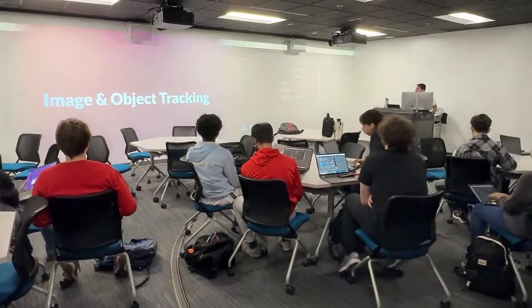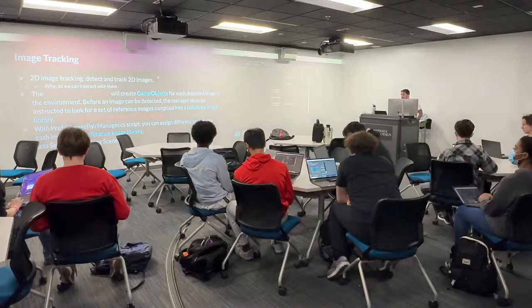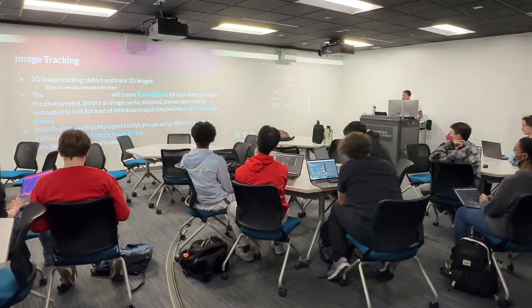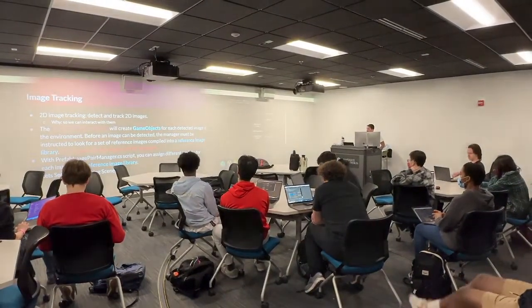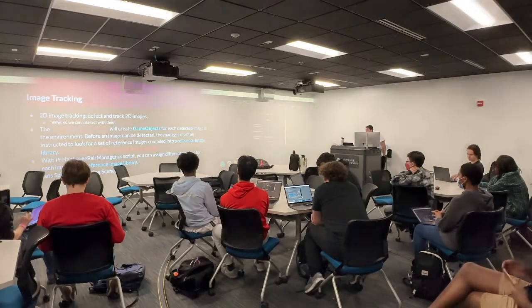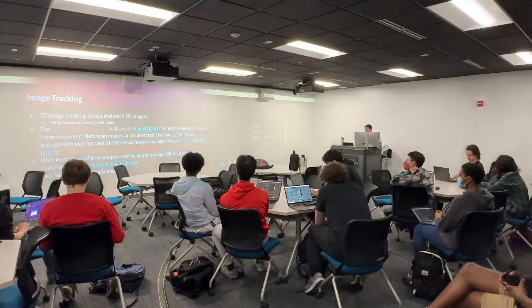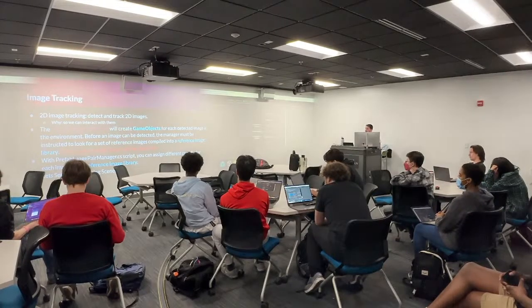Image and object tracking. So 2D image tracking, we detect and track 2D images. Why? So we can interact with them. And you can call those previous objects and things on them and just make everything work together. The tracked image manager will create game objects for each detected image in the environment. And before an image can be detected, the manager must be instructed to look for a set of reference images compiled into a reference image library. And only images in those libraries will be detected. So it's looking for certain images, essentially.